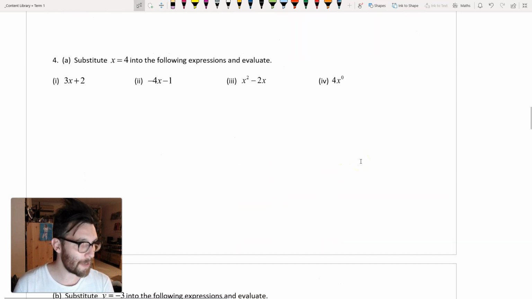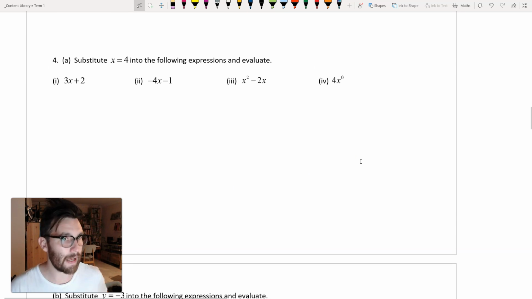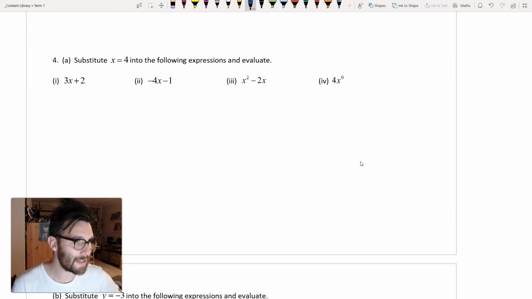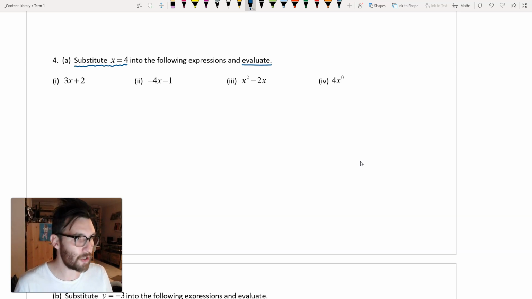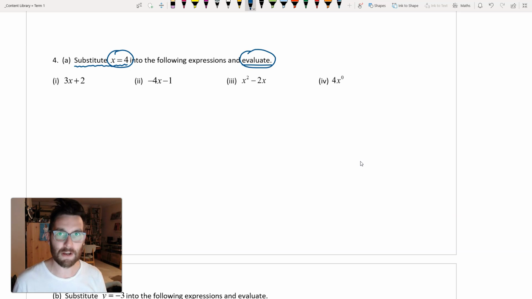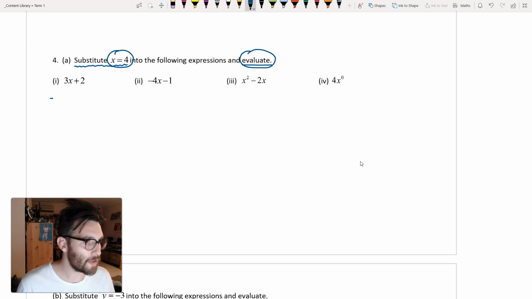Cool, next question, substituting and evaluating. So when you see that word substitute, so when it says, for example, substitute x equals 4 into the following expressions and then evaluate, you have to do 2 different things. So that word substitute just means, hey, wherever you see an x, we're going to, for this question at least, wherever you see an x, we're going to swap it for a 4. And then once you've done that, you've got to evaluate it. So you've got to figure out what the actual answer is as a numeral for this one. So I'll show you those 2 steps here.